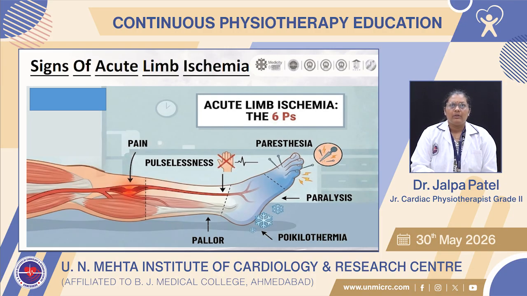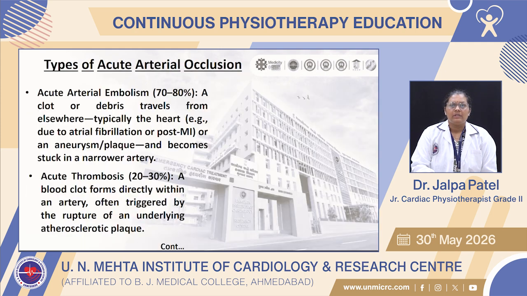Now, signs of acute limb ischemia. There are 6 P's. The first one is pain, second is pulselessness, third is paresthesia, fourth is paralysis, fifth is poikilothermia, and the sixth one is pallor.